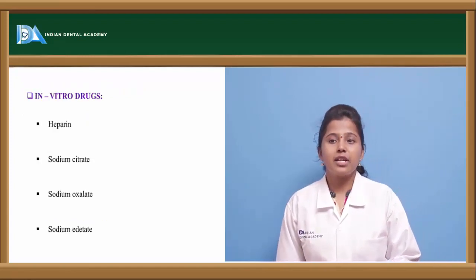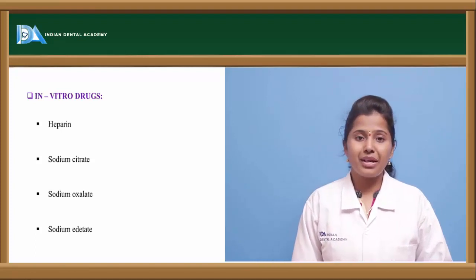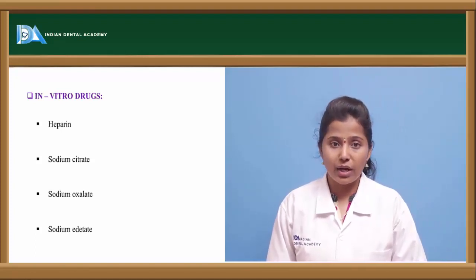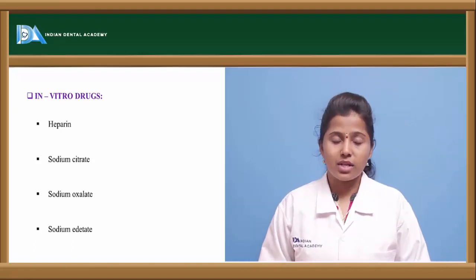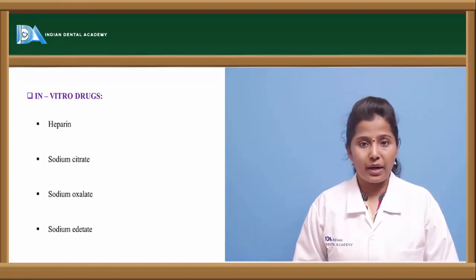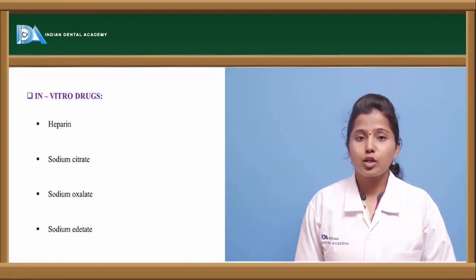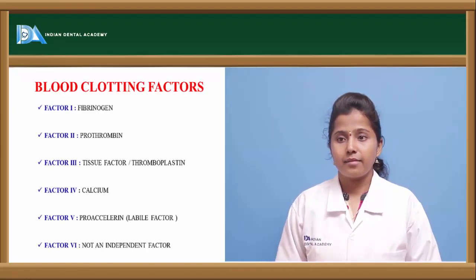Let's see the classification of in vitro drugs. The parenteral as well as oral anticoagulants come under the category of in vivo drugs. Let's see the in vitro drugs. In vitro drugs include heparin, sodium citrate, sodium oxalate as well as sodium edetate.